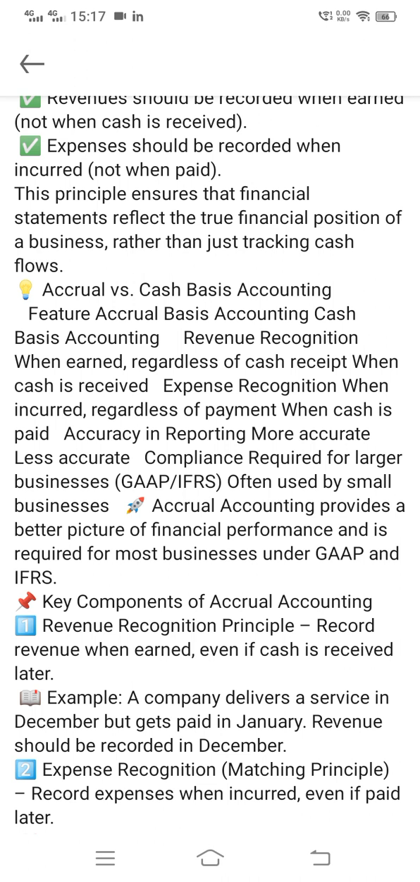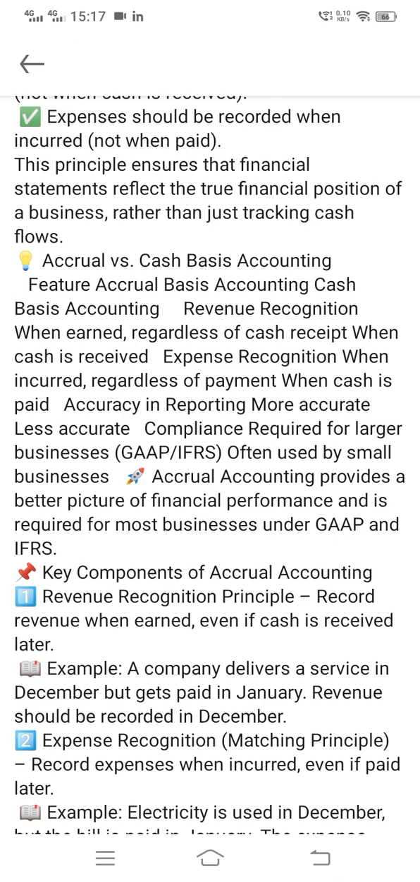And now we have expense recognition. So expense recognition is also the same. Expense should be recorded when they are incurred, not when paid. So if we have incurred an expense, let's suppose we have taken services from our mobile company for recharge, we will record it at that particular point of time.